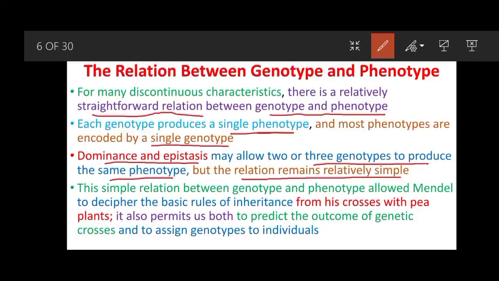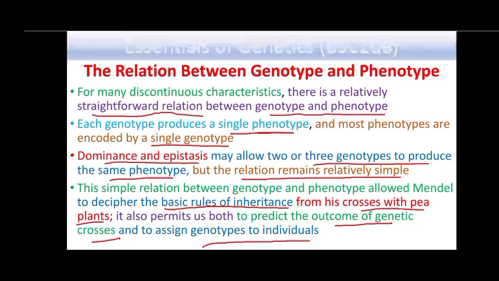So this simple relation between genotype and phenotype allowed Mendel to decipher the basic rules of heredity when he was performing crosses with different characters involving different traits of pea plants. It also permits us both to predict the outcome of genetic crosses and to assign genotypes to individuals when we are dealing with discontinuous characteristics.